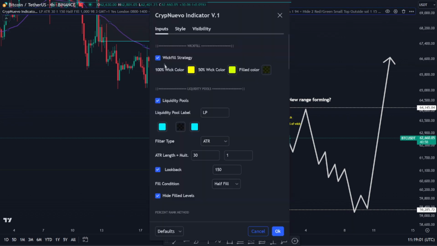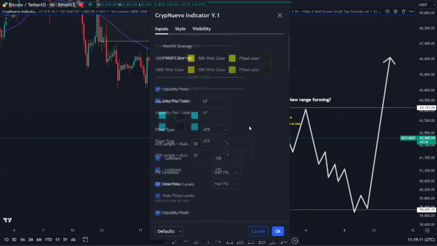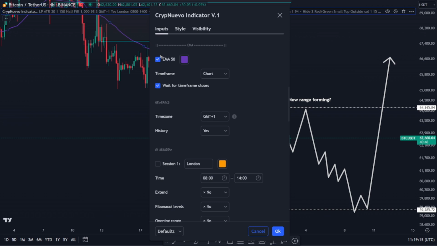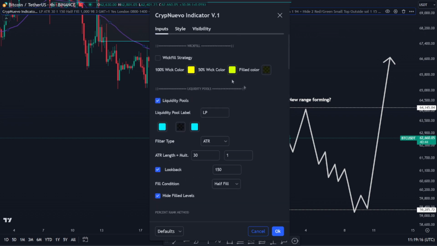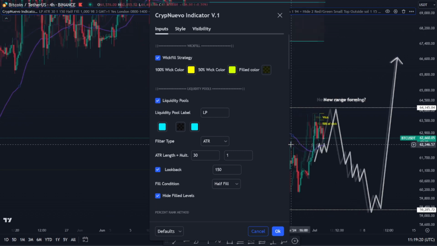But the good thing is that you can remove things. So for example, you could remove the week fill strategy or the liquidity pools. Imagine that you only want to see the liquidity pools, then you can remove the week fill strategy. You can also remove the 50 MA, okay? So I like that you can activate things on and off.